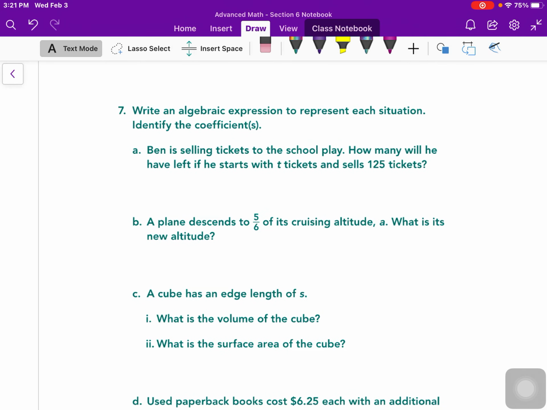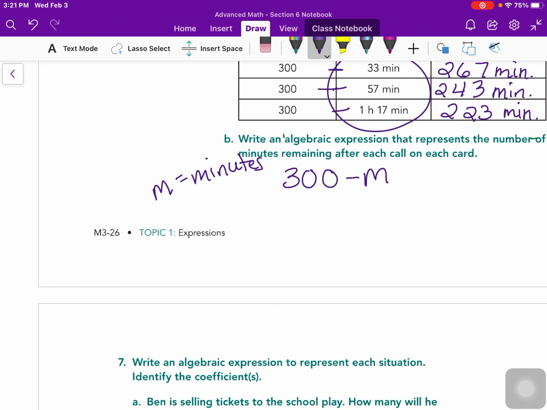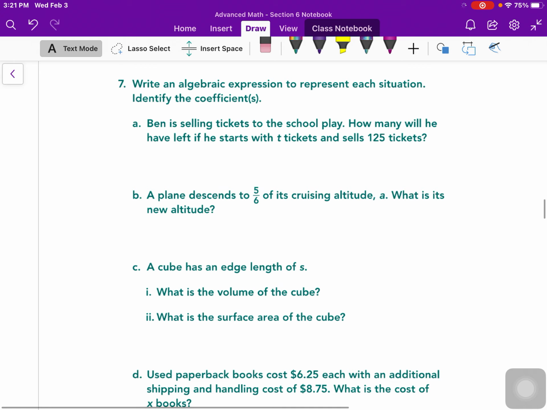Let's keep going. Number 7, write an algebraic expression to represent each situation and identify the coefficients. Go back here a second. The coefficient on this one would just be plain old 1, because remember, if there isn't a number there, it's understood to be 1. So Ben is selling tickets to the school play. How many will he have left if he starts with T tickets and sells 125?